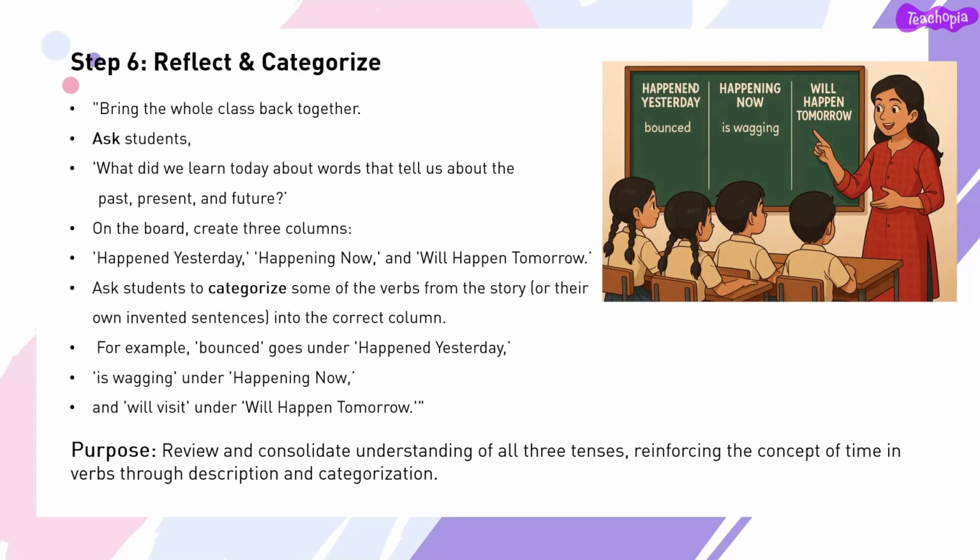Step 6 is reflect and categorize. Bring the whole class back together. Ask students, what did we learn today about words that tell us about the past, present, and future? On the board, create 3 columns: happened yesterday, happening now, will happen tomorrow. Ask students to categorize some of the verbs from the story or their own invented sentences into the correct column. For example, bounced goes under happened yesterday, is wagging under happening now, and will visit under will happen tomorrow.